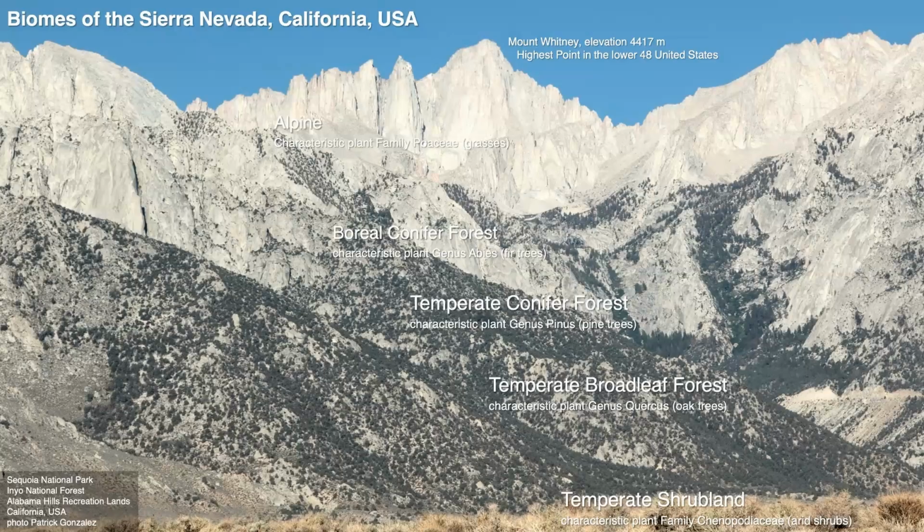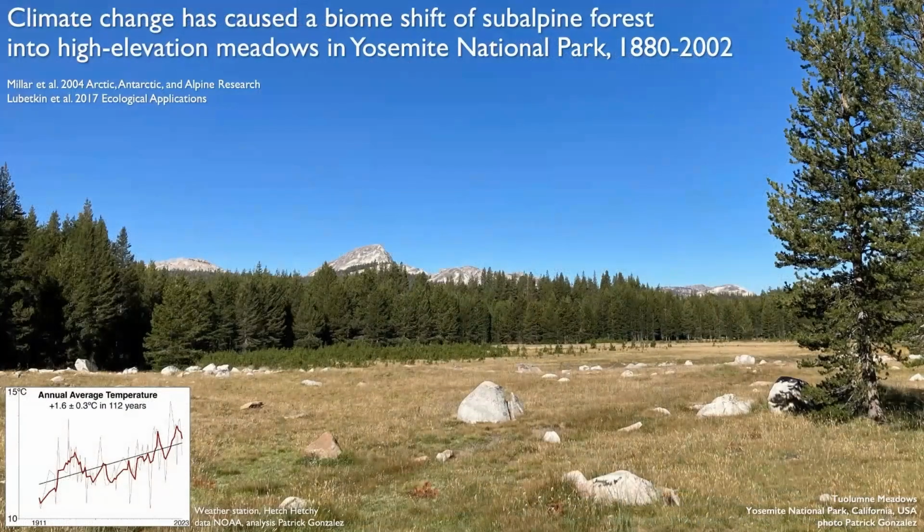This is, of course, the tallest point in the lower 48. And let's see, I hiked from here up to there. It's a great hike if you're ever able to do it. So these are elevation biomes, and research in Yosemite National Park has shown an upslope shift of the subalpine forest into formerly treeless meadows. You can see all of this right here. And that's in an area that has experienced heating at greater than the global average rate.